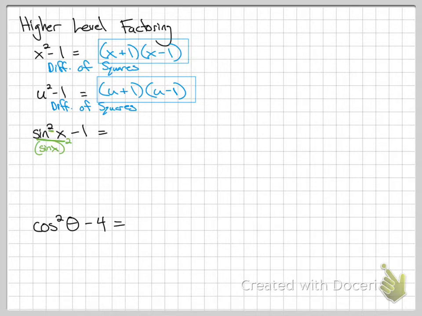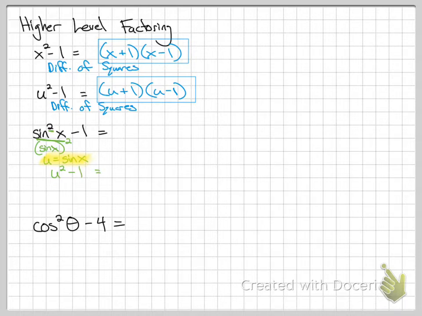So what we're going to do is we're going to turn what looks like a hard problem into an easy problem. I'm going to let the variable u, that's just a variable we often use when we're doing substitution, I'm going to let u equal sine x. So wherever I see a sine x in my problem, I'm going to write the variable u instead. So since sine squared x is really sine x squared, I'm going to turn that into u squared, and then the problem still says minus 1.